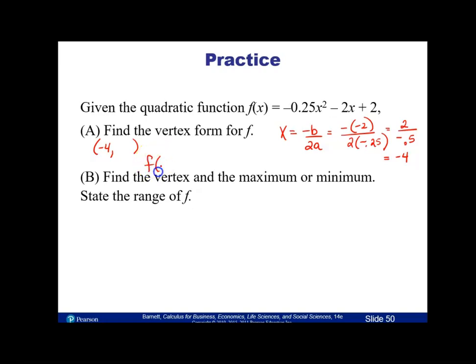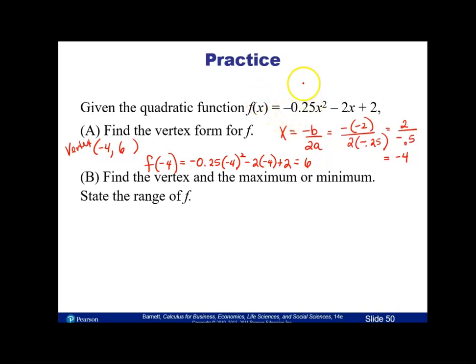Okay, so I plug in negative 4 to find the y-coordinate of that vertex. So just type that in your calculator. Be sure to put parentheses where it's necessary. Okay, and it looks like that gives me 6. Hopefully my math is right there. Okay, so negative 4, 6 is going to be the vertex for this particular equation here.